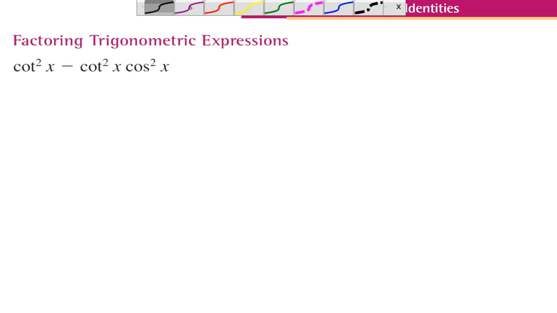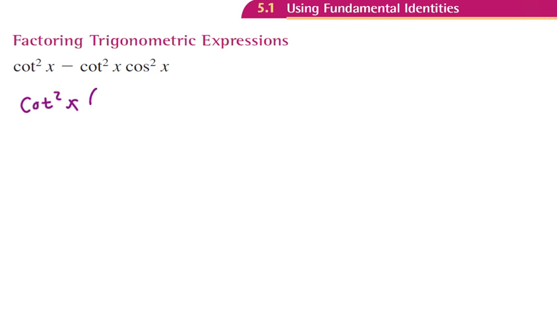All right, so hopefully the first thing that you notice is that each term, each monomial, has a factor of cotangent squared. So let's go ahead and factor that out. So cotangent squared of x, I'm going to factor it out, which means cotangent squared of x times what gives me back this? Well, that's just going to give us 1, minus, well, since that's gone because we factored it out, all we're going to have left is cosine squared of x.